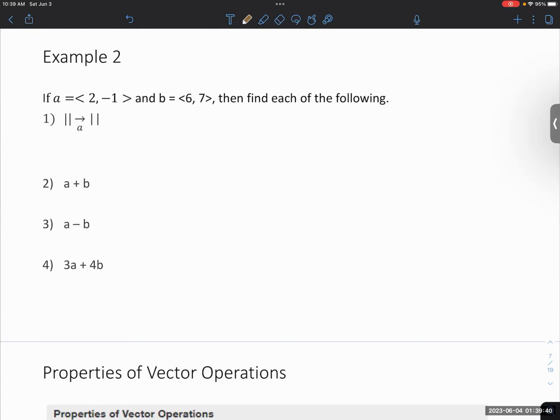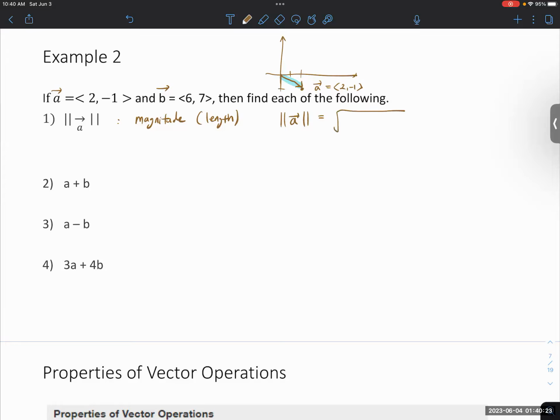All right, let's find the answers for A, 1, 2, 3, 4. The two vectors are given. Vector A is given. Vector B is given. The first one, what does it mean? This symbol means find the magnitude. They're asking you to find the length of vector A. So we have vector A right there, 2 comma negative 1. It always begins from 0, 0. So they are looking for this length. So this is vector A, 2 comma negative 1.